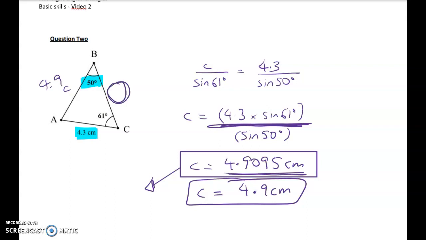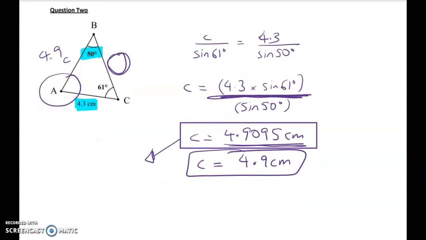We still need to get this side, and we need to get angle A. Well, angle A is very easy because we've got the other two angles in the triangle. So angle A, 180 minus 61 minus 50 gives me angle A of 69 degrees. And we need that to find this side length here, which I'll call little a. So now we're good to go again with the sine rule.